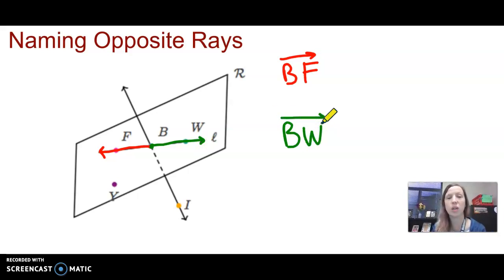Notice that when I do name them and I put the arrow above the two letters, the arrow is always going to go to the right because that is the symbol that represents a ray. And we know that these are opposite rays because together, when you look at them together, they form a line. Okay, that's it.